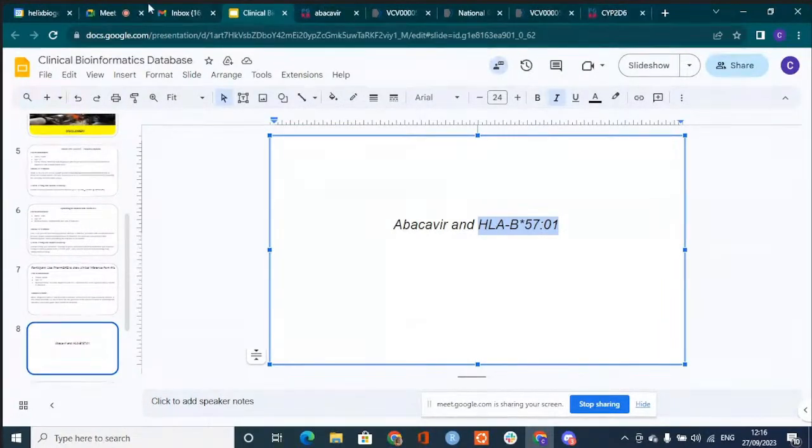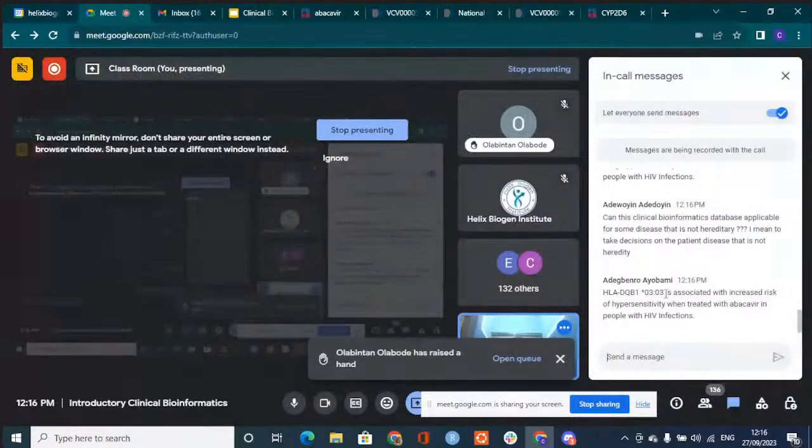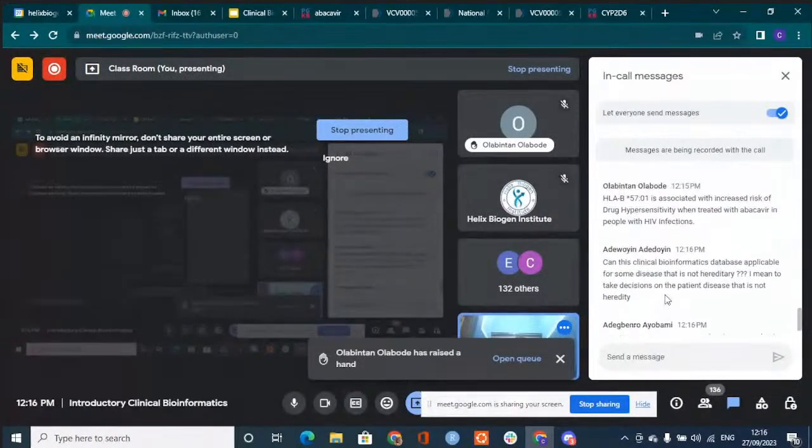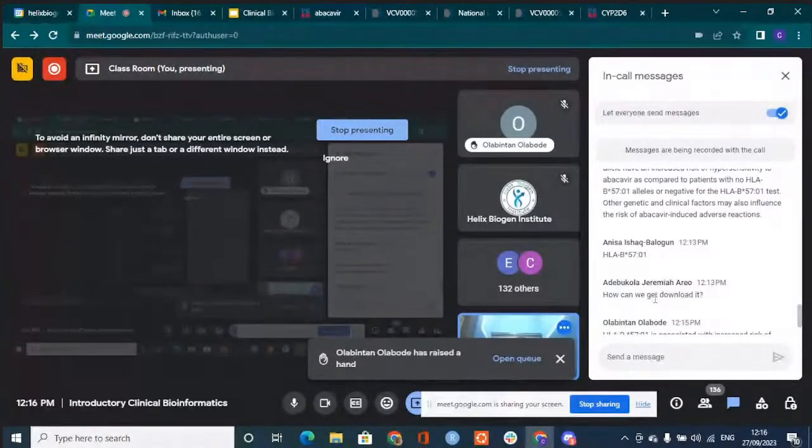I can see a lot of questions. How can we get to download it? From the clinical variant database, you can download it from there. So if you have a lot of information and you want to download, you can always download from there.